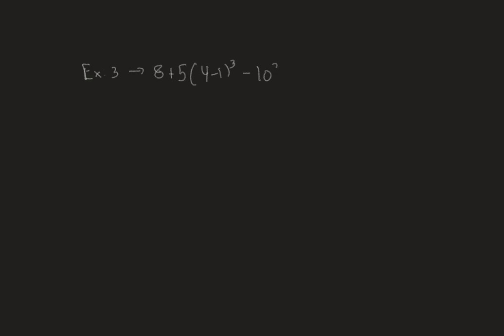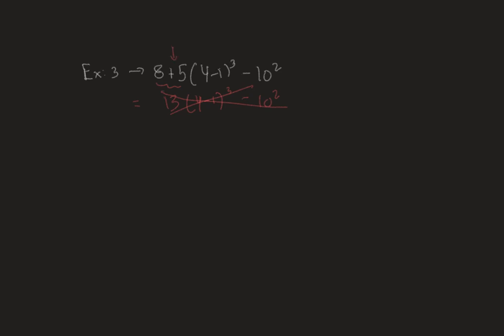minus 10 squared. Now, the most common mistake people make, and remember, what I'm about to write next is not correct. The very first thing people do is they do 8 plus 5, and they say 13, and then they do the 4 minus 1 cubed, 10 squared. Now, this is not right. You can't do that because, remember, Bedmas. This is addition. You can't do addition first.